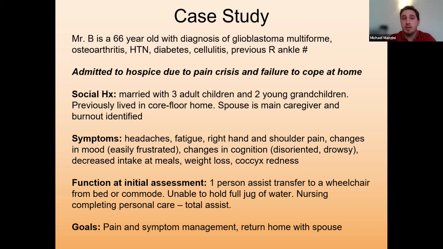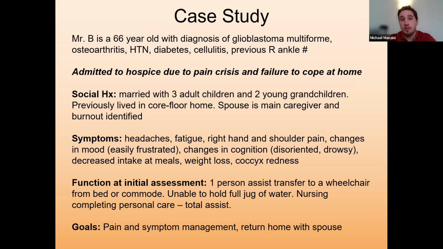So Mr. B is a 66-year-old with a diagnosis of glioblastoma multiforme. He has a past medical history of osteoarthritis, hypertension, diabetes, cellulitis, and a right ankle fracture. He was admitted to our hospice unit with a pain crisis and failure to cope at home.